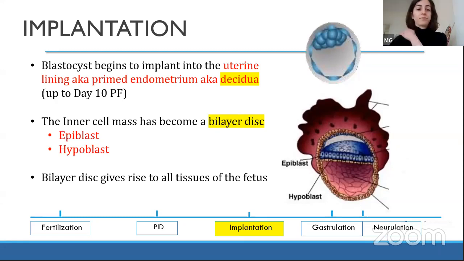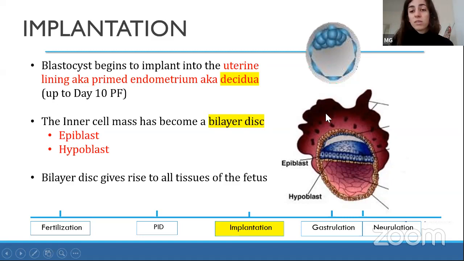Okay, so at this point in the blastocyst, let's look exactly at what's happening there. The inner cell mass has differentiated again into a bilayer disc. How exciting. So as you can see in this diagram, there's the epiblast and the hypoblast, okay? So again, there's a second small cavity here. The epiblast is this big layer on top and the hypoblast is on the bottom. And the bilayer disc will give rise to all the tissues, okay? And that's as the blastocyst is implanting.